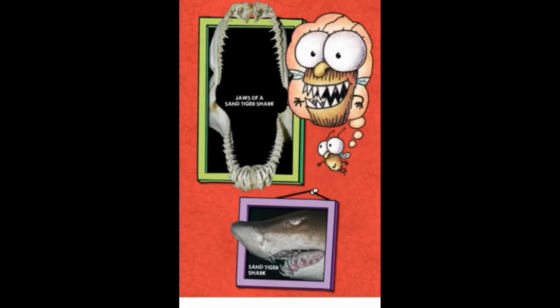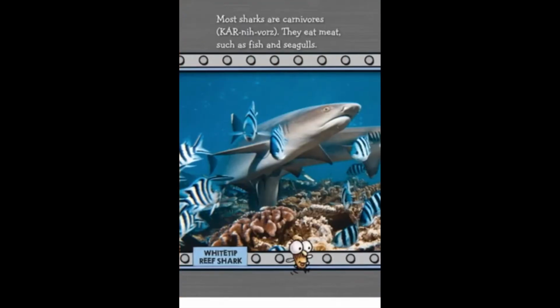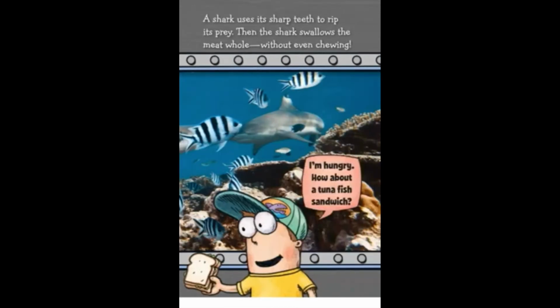Jaws of a sand tiger shark. Wow, and you can see Fly Guy is zoomed in with his teeth. And then we see a sand tiger shark. Most sharks are carnivores. They eat meat, such as fish and seagulls. Ooh, so I forgot to talk about the seagulls too. A shark uses its sharp teeth to rip its prey. Then the shark swallows the meat whole without even chewing. I'm hungry. How about a tuna fish sandwich?